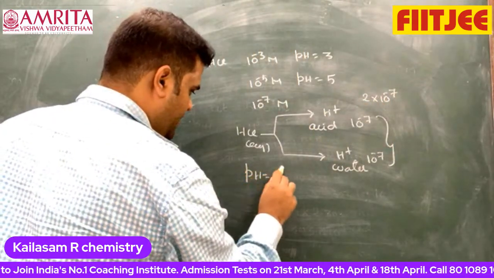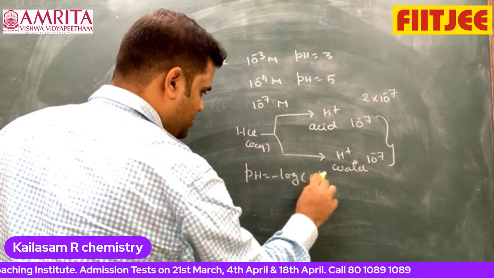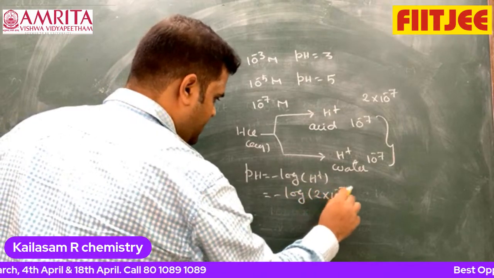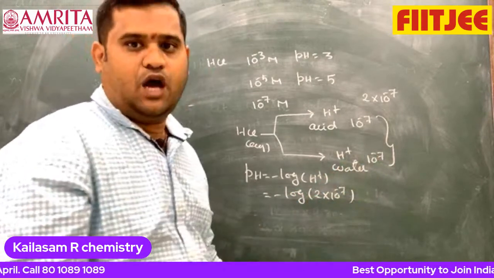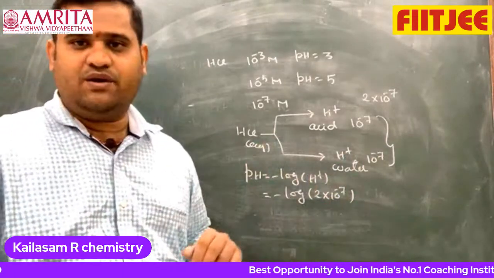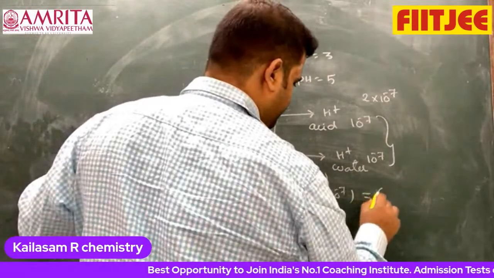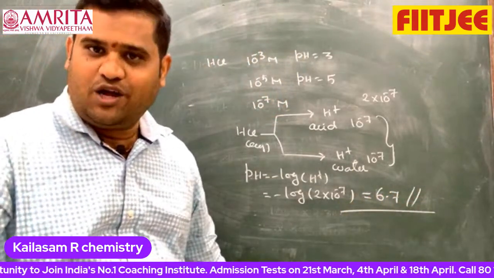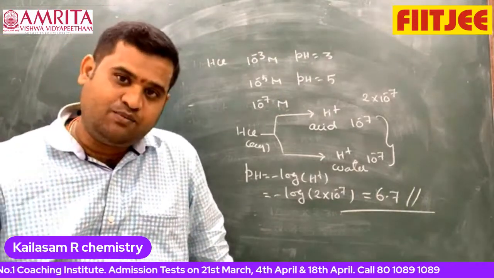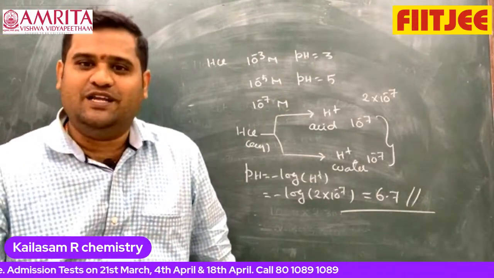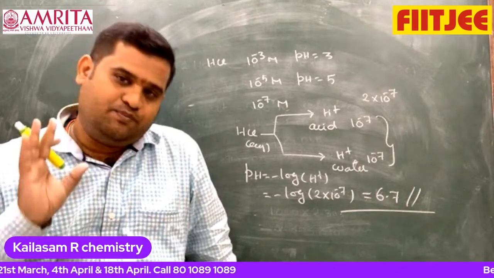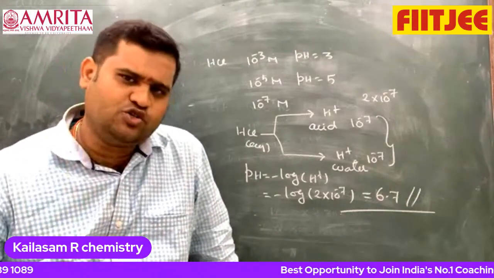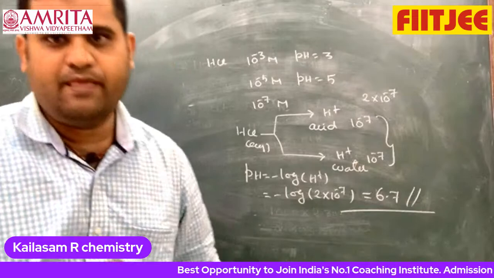So therefore, what can we write? pH is equal to minus log of H plus. So minus log of 2 into 10 power minus 7. Therefore, log 2 is 0.3. We can say 7 minus 0.3 is 6.7. So the pH of 10 power minus 7 molar of hydrochloric acid is less than 7, even 10 power minus 8 molar is less than 7, 10 power minus 9 is less than 7. So whatever the dilution may be, the pH of the acid is always less than 7. The pH of a base also is greater than 7 at 25 degrees Celsius.